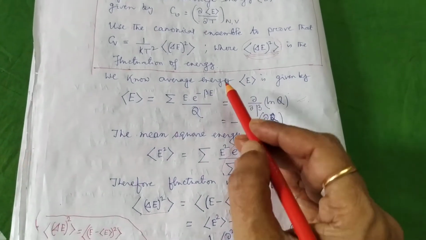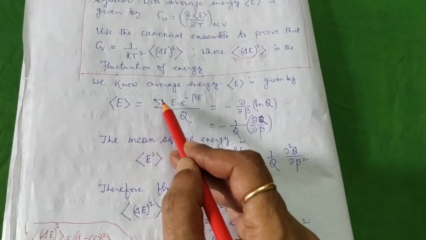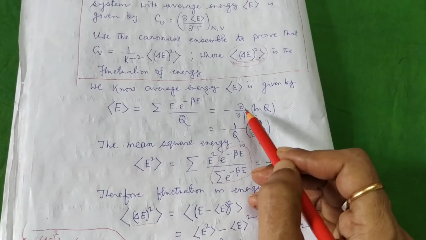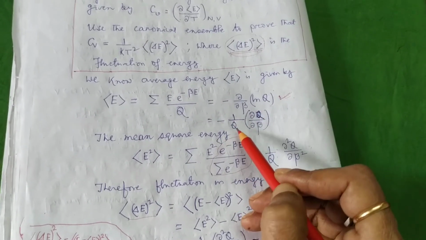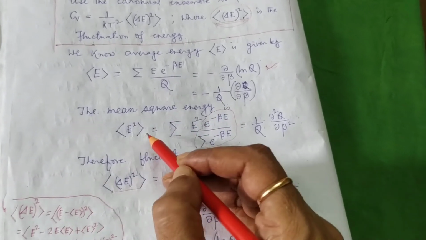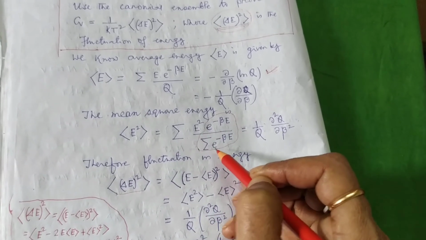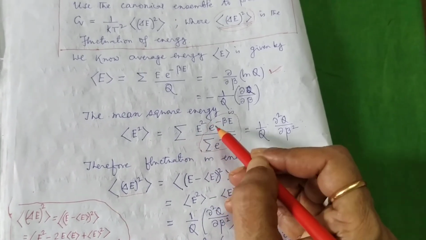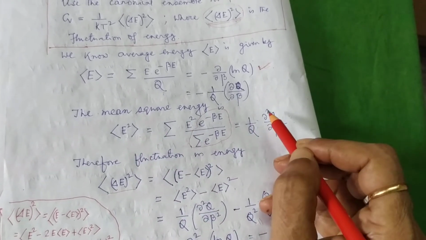Now we know the average energy is given by E average equals sigma E e to the power minus beta E by Q, which equals minus del beta ln Q. We have already proved this. It equals minus 1 upon Q del Q del beta. The mean square energy, E square average, equals sigma E square e to the power minus beta E by sigma e to the power minus beta E. Now this is the probability, so E square into Pj. So the E square average equals 1 upon Q del 2 Q del beta square.